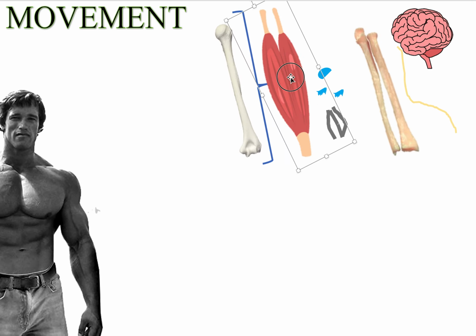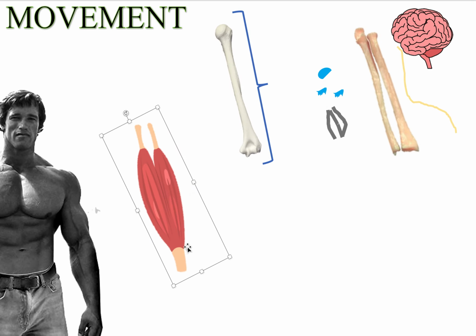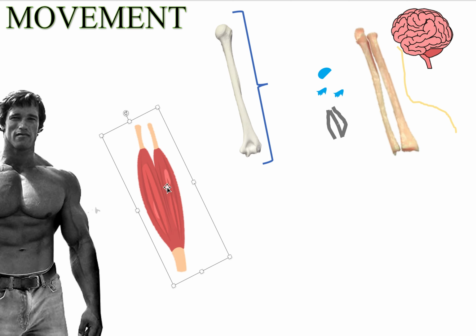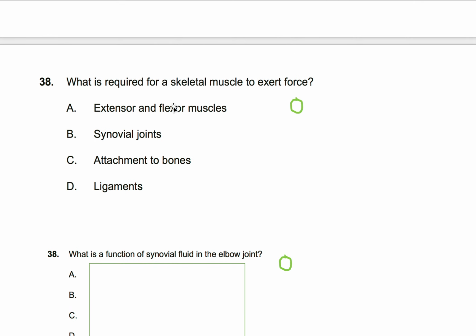Let's look. So let's put a muscle here. Now, let's say it contracts. Did this cause movement of your arm? Did this cause exertion of force, meaning movement of your arm? No, it didn't, right? It can cause contraction, but it didn't move anything. It didn't create any force because it's by itself. So this is not enough. It cannot be A because extensor and flexor muscles simply contract. They don't cause movement or exert force. So we need something more important.